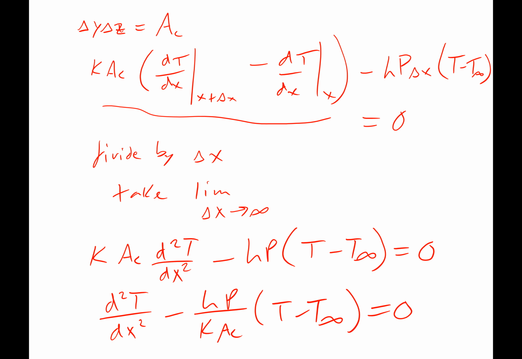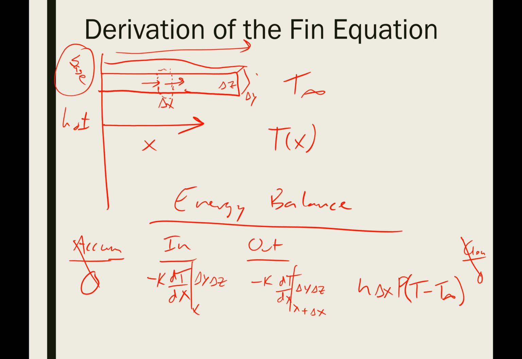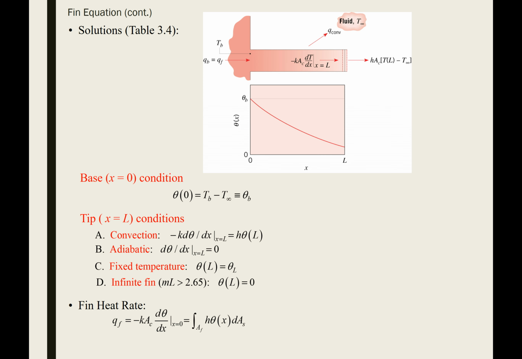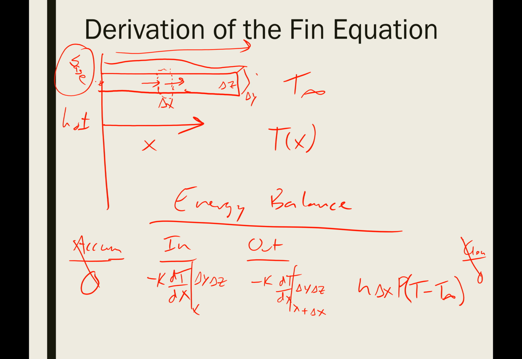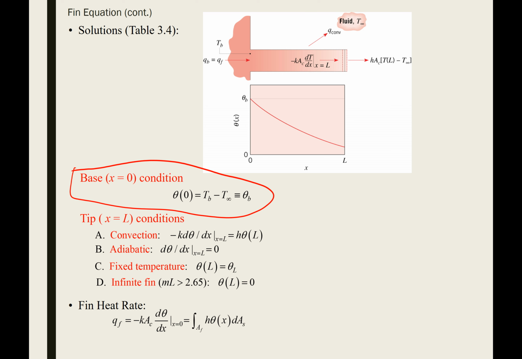Just like with the heat equation in one dimension, you could go about just separating and integrating. With this one, the math gets a little bit more complicated, and it's not quite as easy to do these integrations in your head, so you can just go to solutions. You have this base condition, which is a boundary condition, saying that the temperature at the far left of this thing is equal to the base temperature. Then you will have different tip conditions.